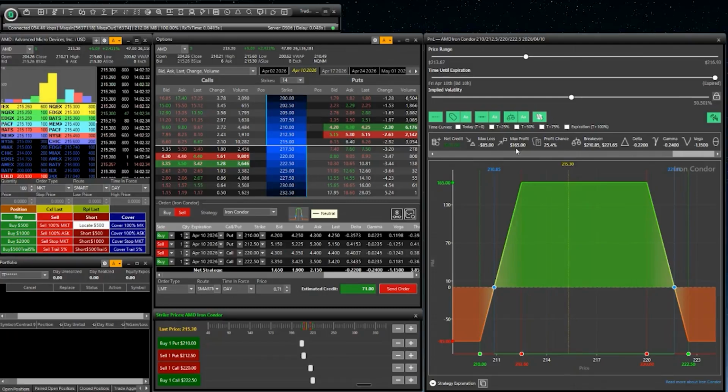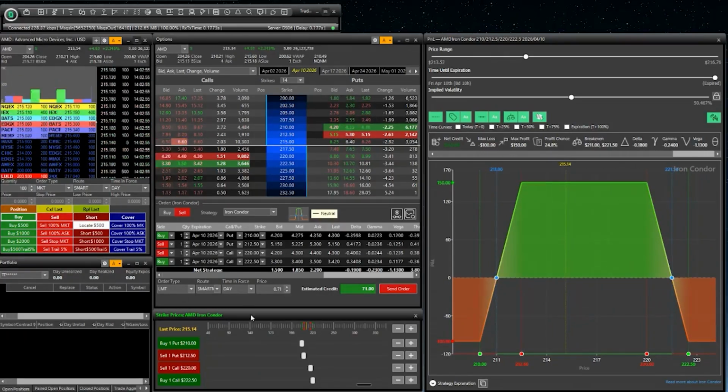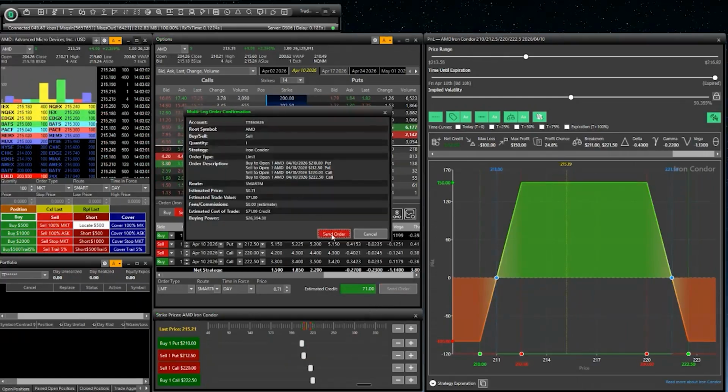I can say to myself, fine, I'm collecting less premium on this. In fact, I'm collecting half the premium I was collecting when I had the strikes quite close together. But the profit chance of it ending up between these two strikes is a lot higher because it doesn't have to move as much. And so that's a nice little leg setup there. So now I'm going to go ahead and send the order like so. Here we go. Confirmation window, send order.